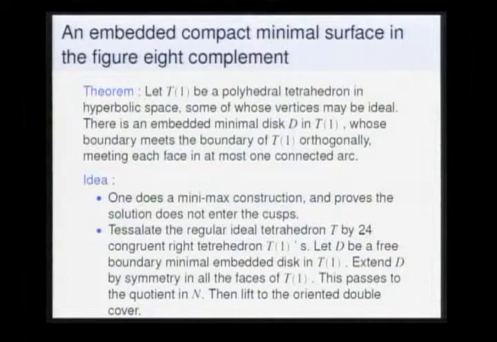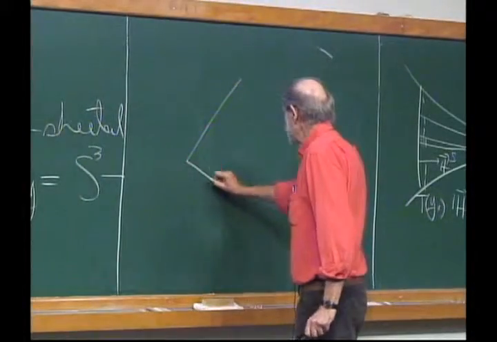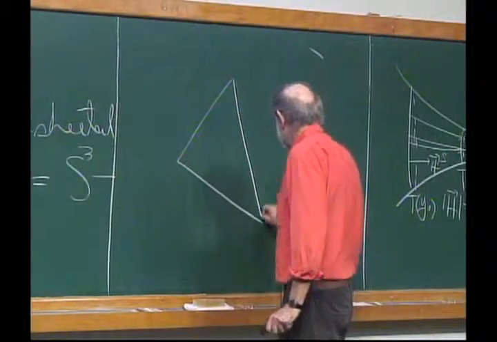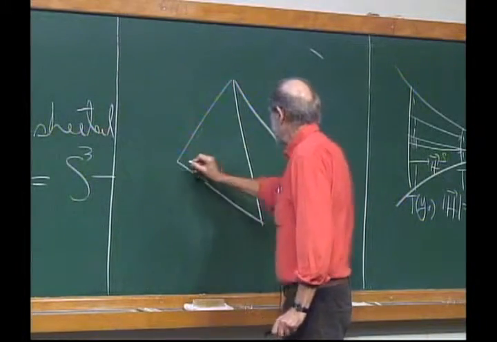So look at the theorem that's stated there. T1 is a polyhedral tetrahedron in hyperbolic space, some of whose vertices may be ideal. There's an embedded minimal disk D in T1, whose boundary meets the boundary of T1 orthogonally, meeting each face in at most one connected curve. So I take some tetrahedron, not necessarily an ideal tetrahedron, in hyperbolic space.